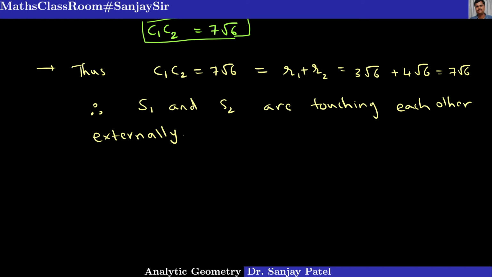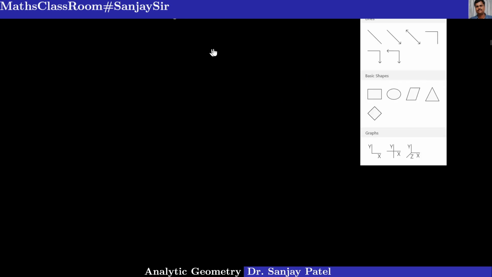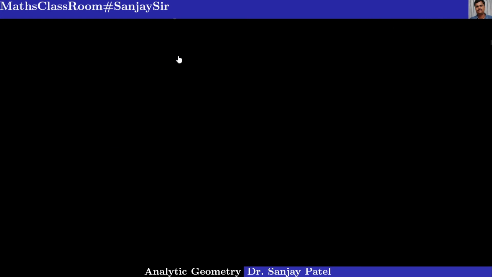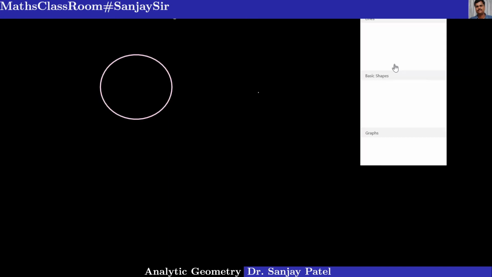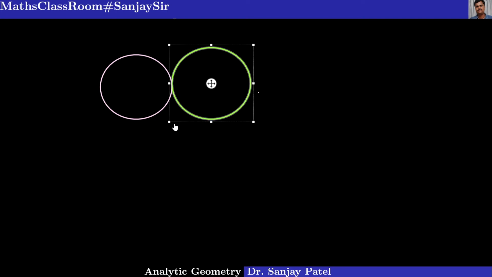Let me explain by figure. So I have two spheres. One is S1 and another sphere S2, and both are touching each other externally. The center is here, C1, this is C2, and if we join this, it is 7 root 6. So S1 and S2.